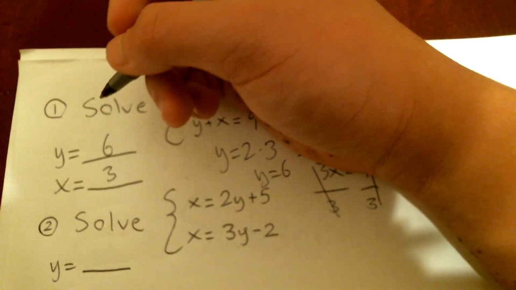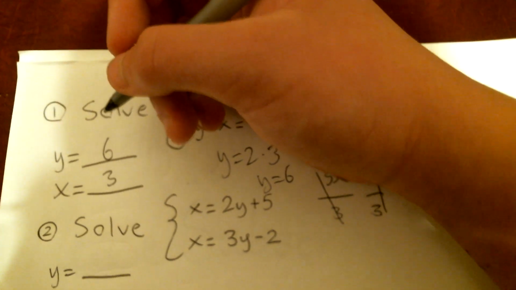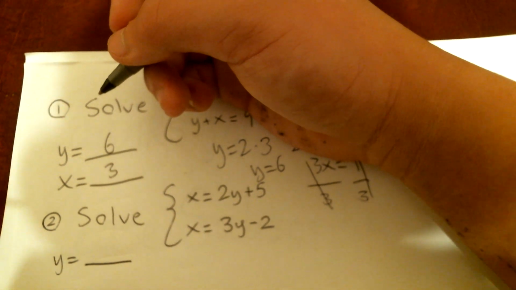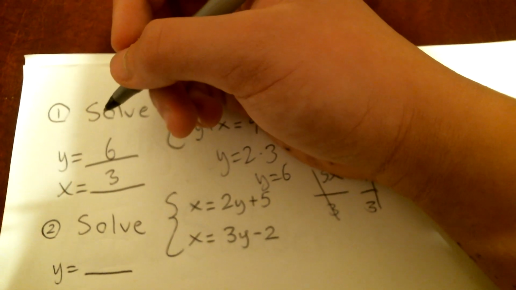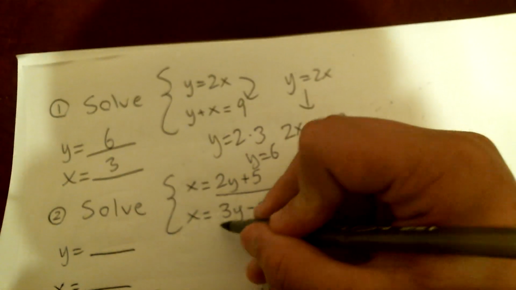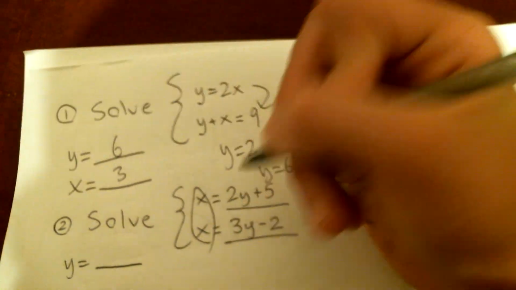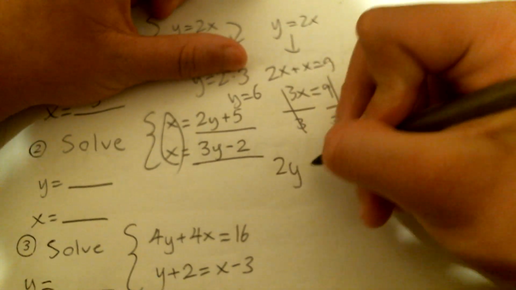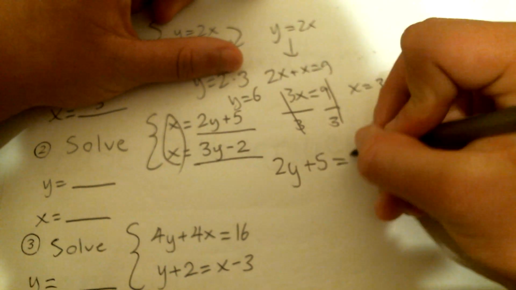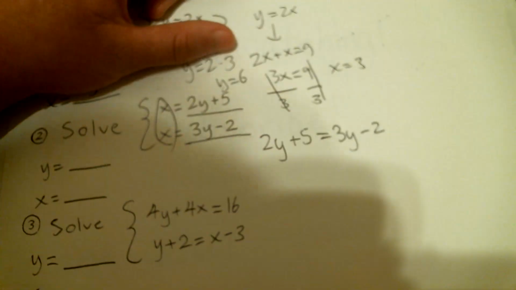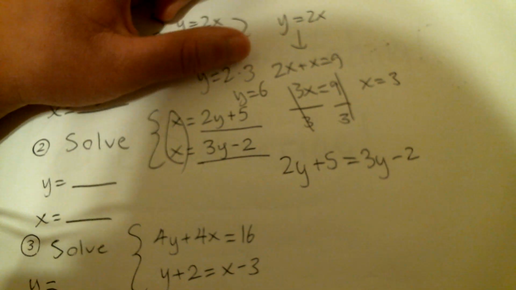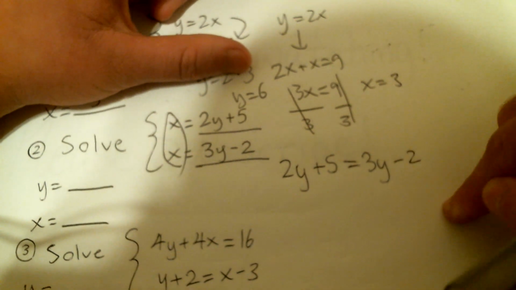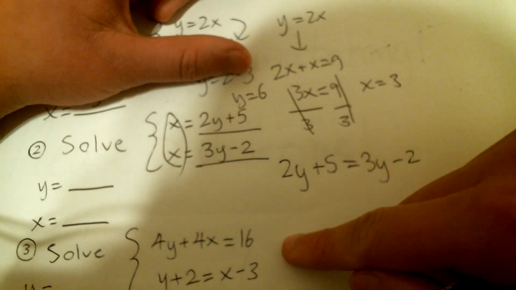Alright, so let's go on and solve the second one. This one says to solve x equals 2y plus 5 and x equals 3y minus 2. First thing we can see is that 2y plus 5 and 3y minus 2 both equal x. So that means they would equal each other as well. So we can solve for y using 2y plus 5 equals 3y minus 2. We can then move the y's onto one side and the numerical values onto the other.